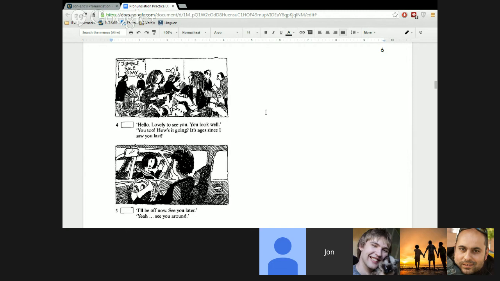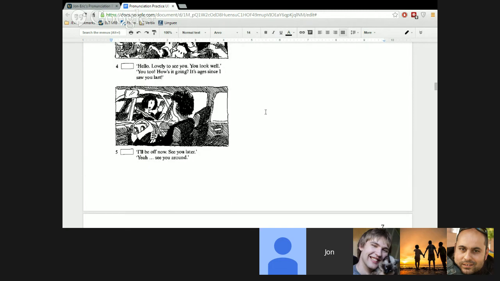Let's try one last one here for Quentin. Take a look at the situation in 5, Quentin. Where are they, and what's going on? What do you think? Okay, so both characters are in a car. They are crossing each other, maybe at a junction. And the girl is raising her hand.